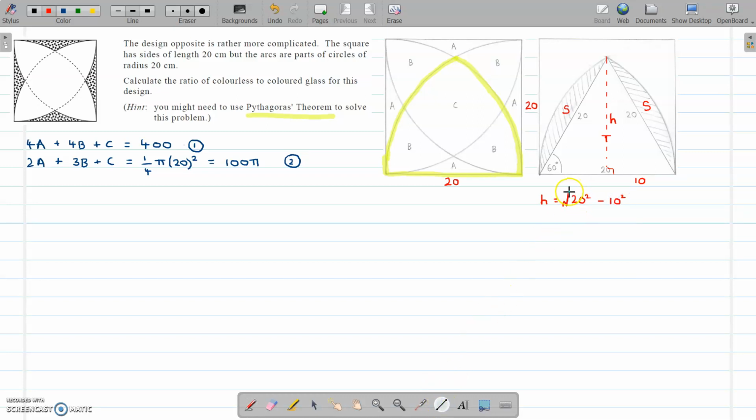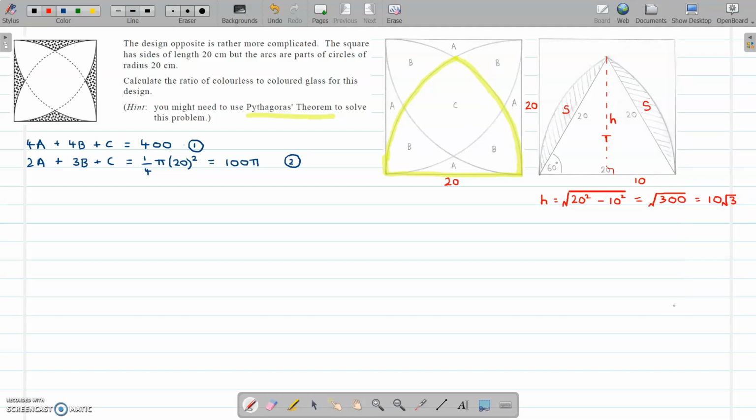Now that is the square root of 400 minus 100, which is equal to the square root of 300. And the square root of 300, I'll just write it like that first, is actually the same as the square root of 100 times the square root of 3, and the square root of 100 is 10. So it's 10 root 3 in what we call simplest form.